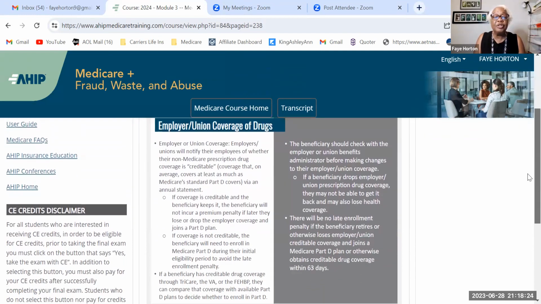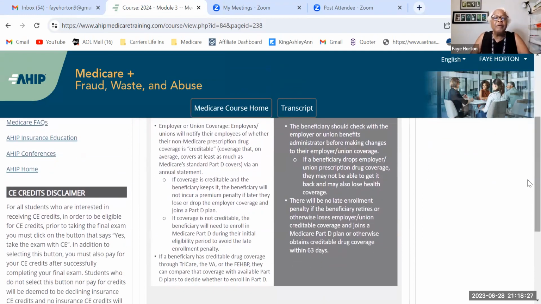Employer and union coverage of drugs. Employers and unions will notify their employees of whether their non-Medicare prescription drug coverage is credible, meaning coverage that on average covers at least as much as the Medicare standard Part D, via an annual statement. So every employer and every union plan where people are covered for prescription drugs must issue a letter that the plan they have is credible or is not.